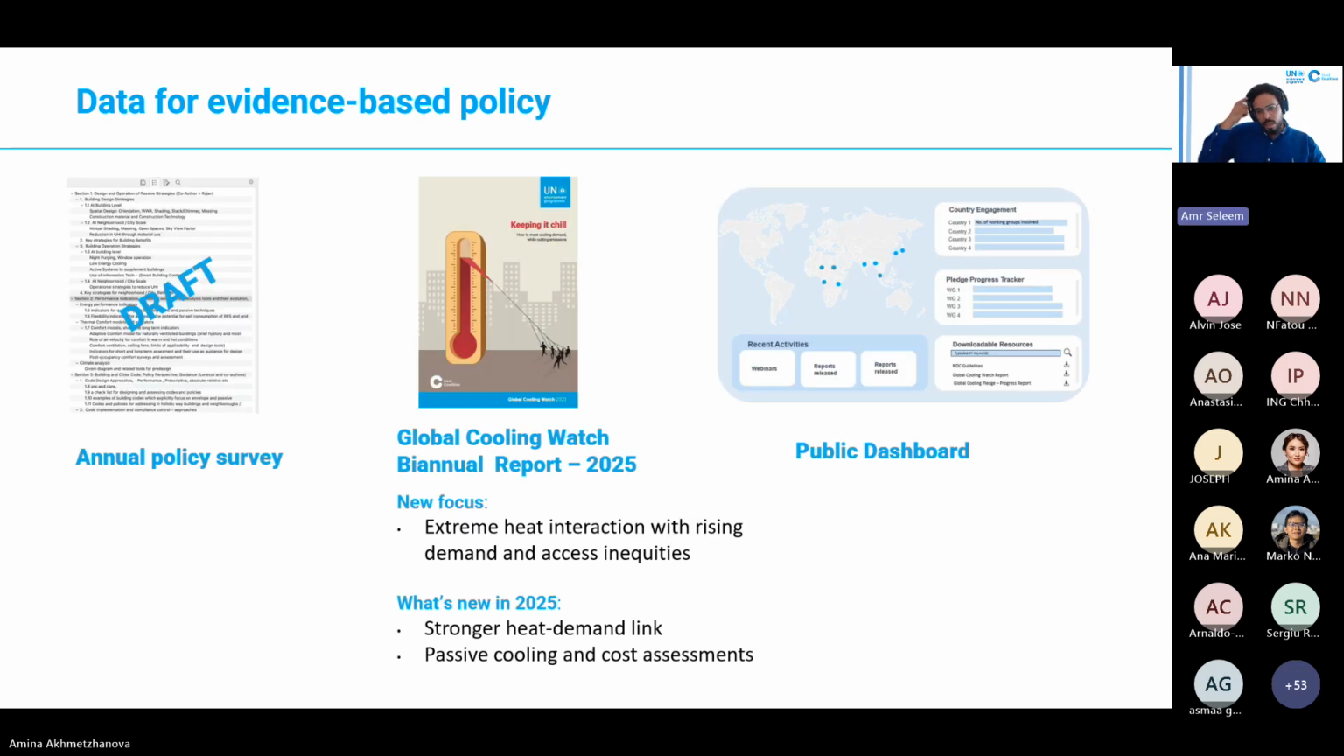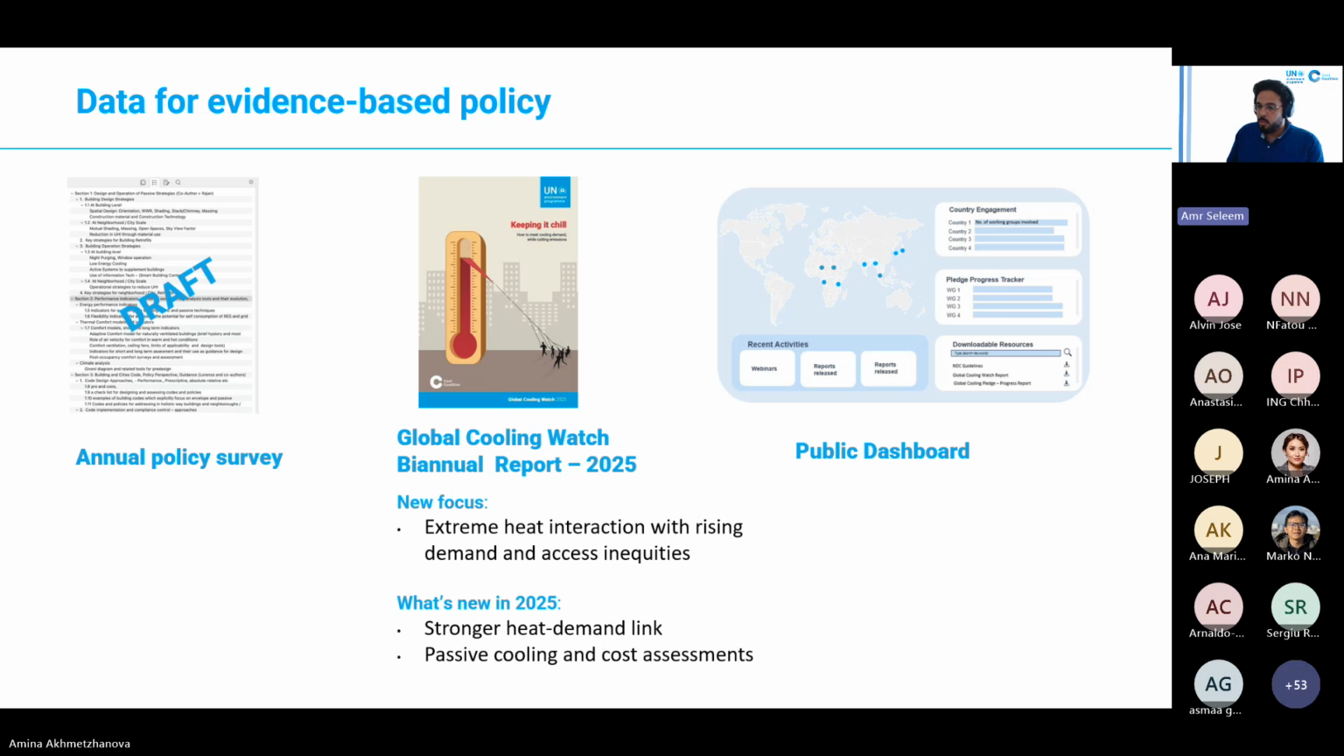Next slide, please. First, I will touch quickly on the data that we provide every year from the establishment of the pledge. We track the progress of signatories through an annual survey, and then we provide them with comprehensive progress of their implementation. I will show you quickly the last year, 2024 progress later. And then, what about the global membership, all of the countries who are not signing? We do also this comprehensive tracker through our Global Cooling Watch report.